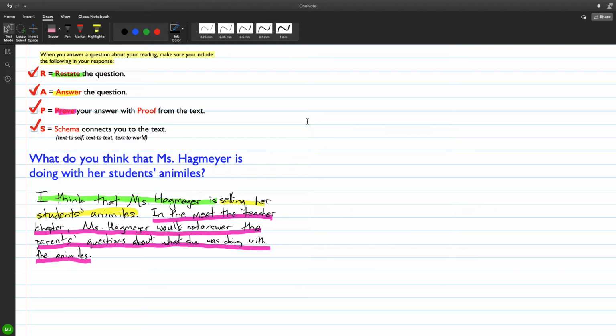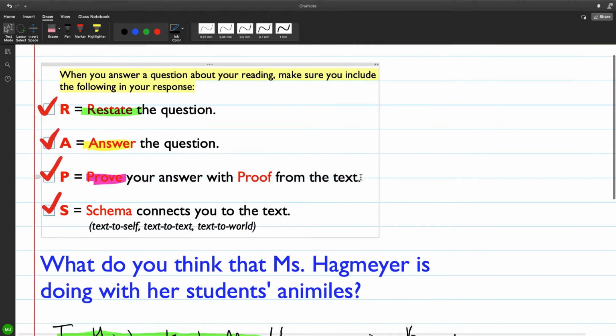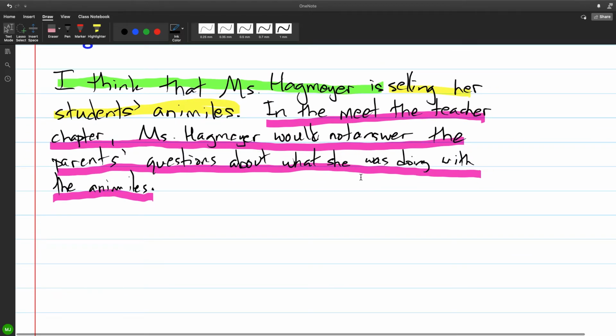So can you think of maybe a connection to either something that's happened in your life or maybe a connection to another movie or book that you've read or something that you've heard about that might make you think that you'd come to the same conclusion here, that Miss Hagmeyer is definitely selling things? Who wants to bring that up? Isabel?